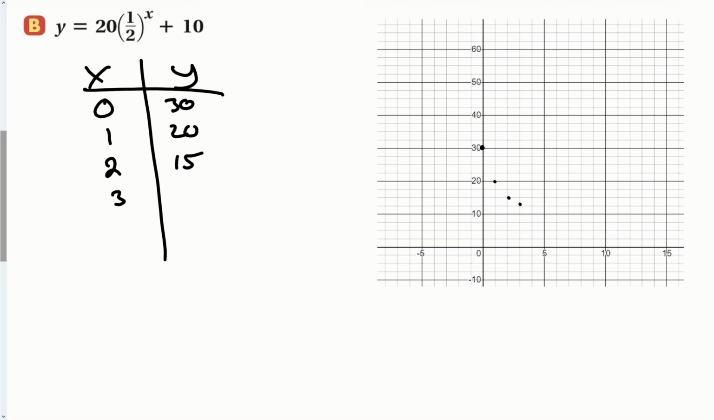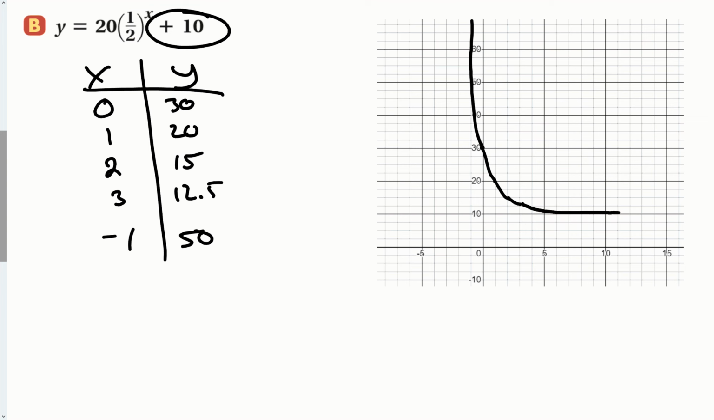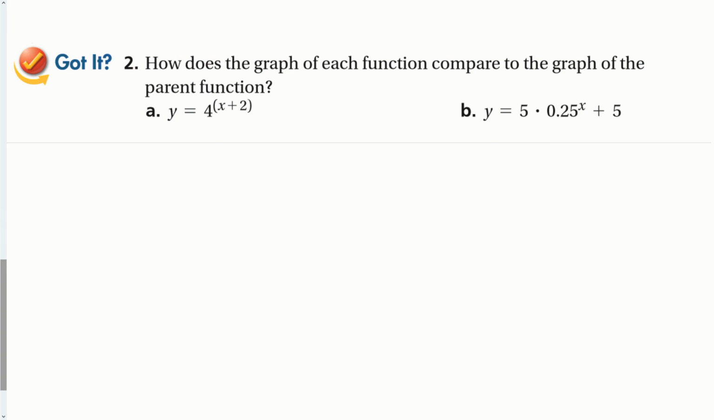What's happening is that the graph is sloping down and it's going to flatten out at my new horizontal asymptote, which would be 10. That's 12.5. Let's plug in a negative 1. So that turns this into a 2, 40, 50. And the next one's going to be way off the graph. So we can see that we get a graph kind of like that, and it flattens out as we hit 10, not 0, because the function has been shifted up 10. Let's just look at these real quick without graphing them.